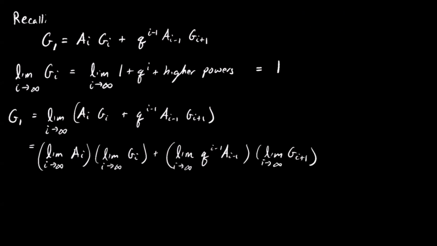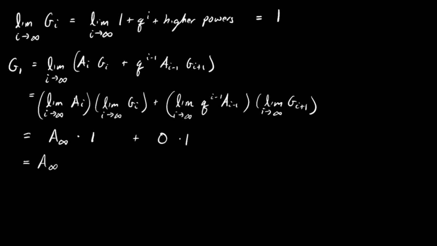What does this leave me with? Well, this leaves me with an expression I'll call A sub infinity times 1 plus, the thing to notice is this term, as i goes to infinity, all the coefficients here stabilize to 0. So what I'm going to get is 0 times 1. And so I'm going to be left with this expression A sub infinity. And what is A sub infinity?